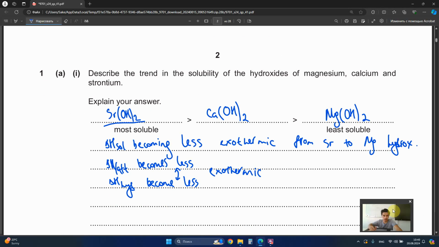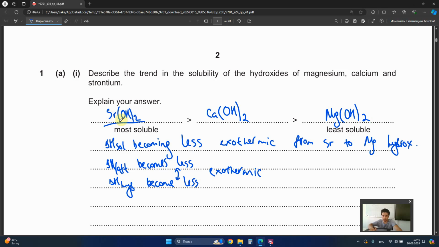So in the first question, you have to describe solubility of hydroxides of group 2 elements and explain your answer. So you have to arrange them, you have to put them in that order of decreasing their solubility. So you should remember that solubility of hydroxides of group 2 decreases from top to bottom. And there are a few reasons for that. So you first need to state solubilities.